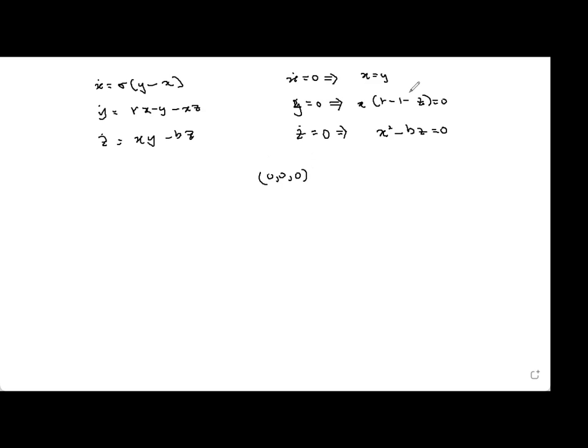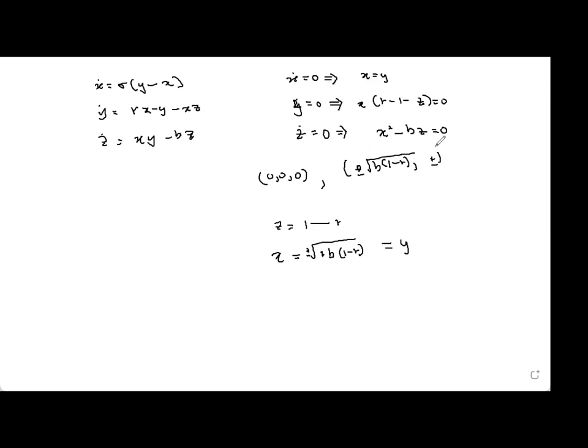And if we choose z to be 1 minus r, x would be plus or minus the square root, b is positive, of b times (1 minus r), and y also the same, right? The same. This is another fixed point. So altogether we have three fixed points: the origin and the other two.